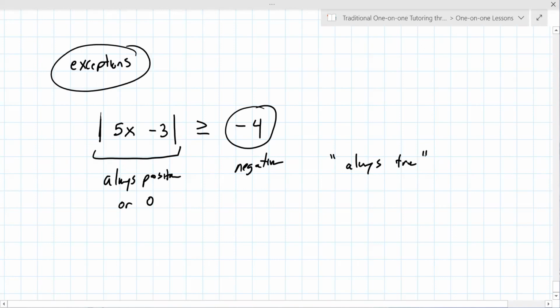You can put any number you want in here and it will always be bigger than a negative number. Oh, okay. Oh yeah, that makes sense. It's always true. So this is actually infinite solutions, or all real numbers.